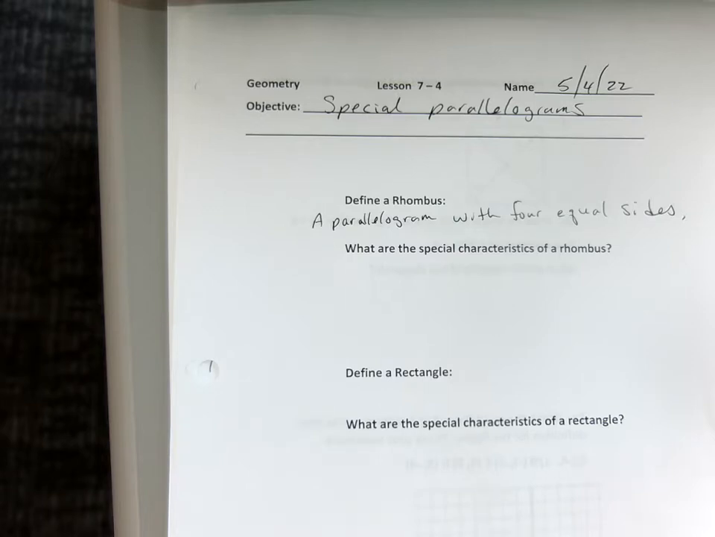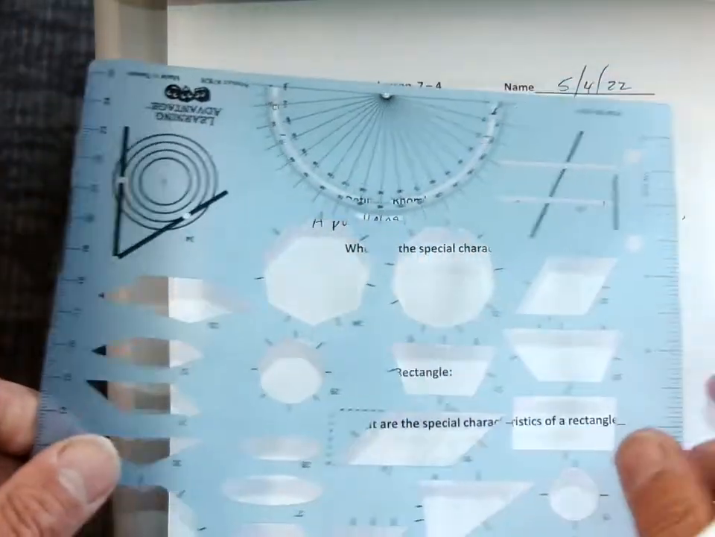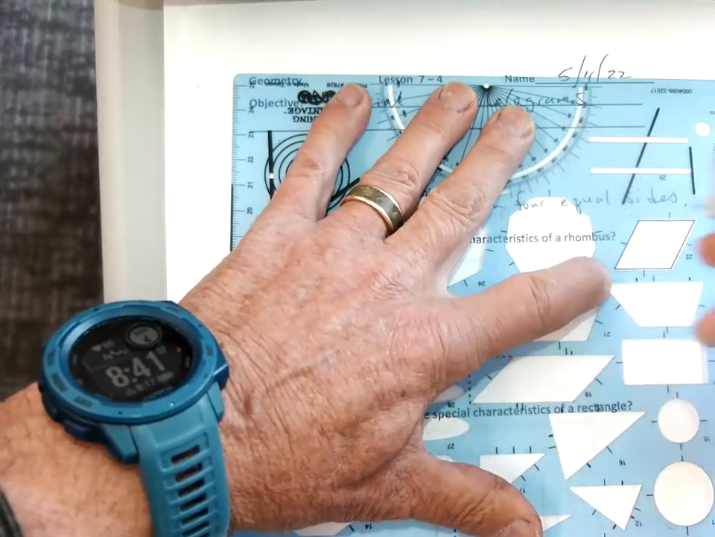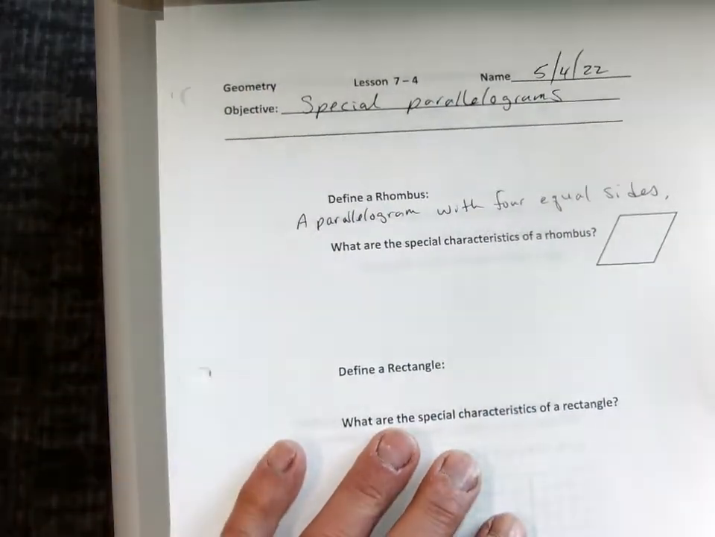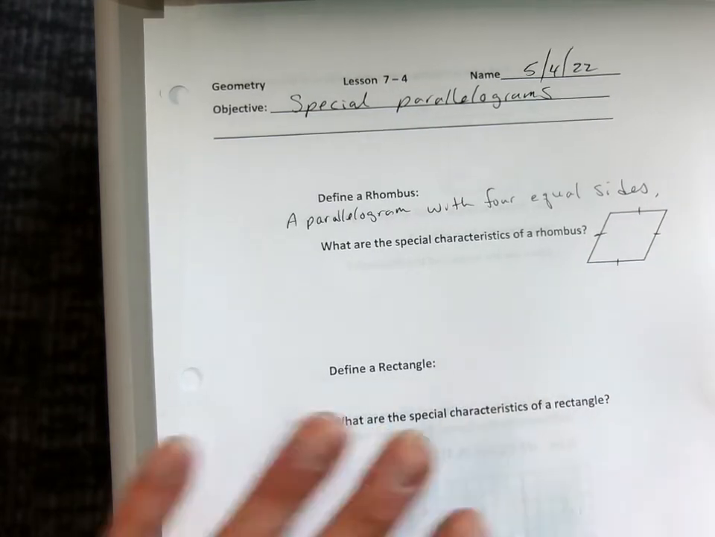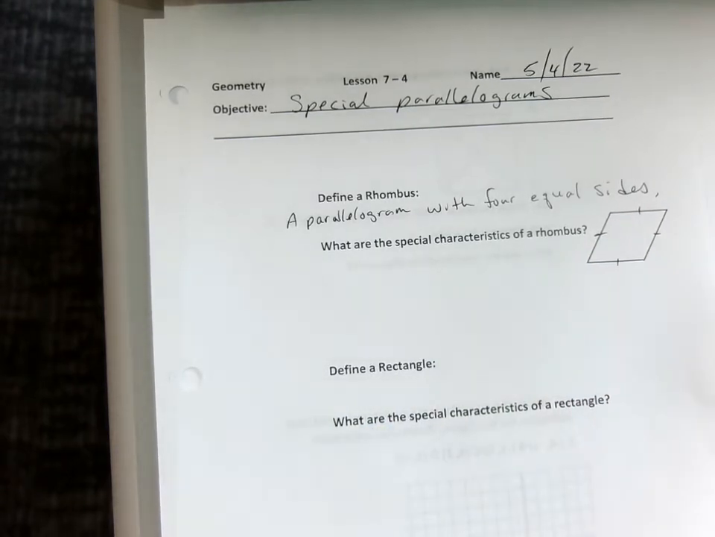Okay, so I think I have one here. Here's a picture of one on my template. And so that side would be equal to that side, would be equal to that side, is equal to that side. Now we know, obviously, that it is going to be a parallelogram. So all of the things that go along with it, you already know.